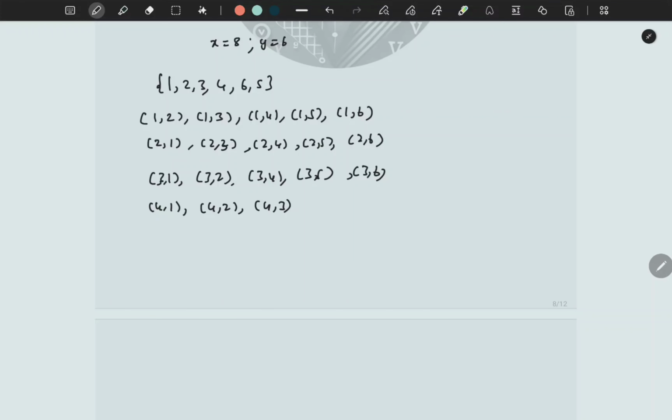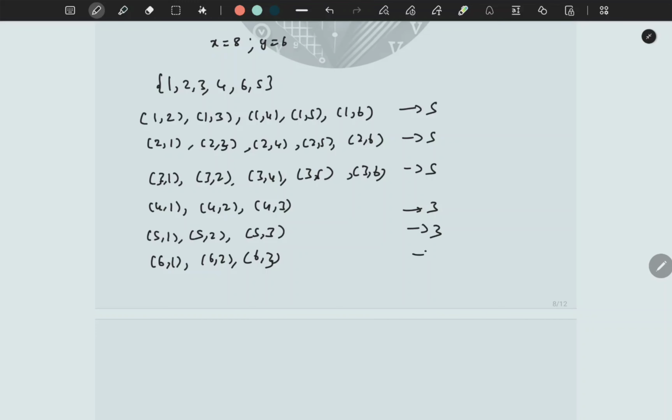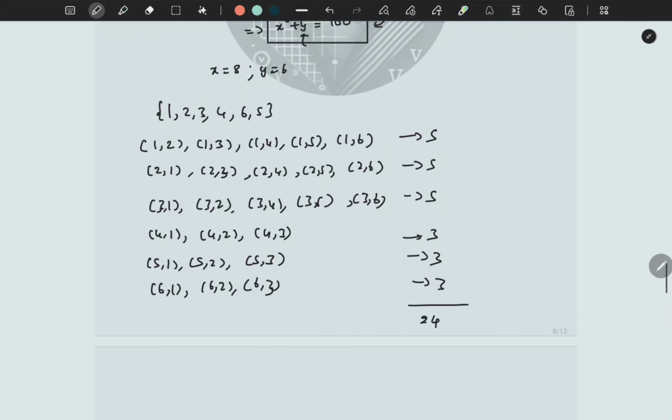Now 4 comma 4 and 4 comma 5 will not come. Next we can have 5 comma 1, 5 comma 2 and 5 comma 3. Next we can have 6 comma 1, 6 comma 2 and 6 comma 3, right? So here we have 5, here we have 5 pairs, here we have 3, here we have 3, here we have 3. So 5 into 3 is 15, 15 plus 9 is 24. So totally we have 24 such pairs, right?